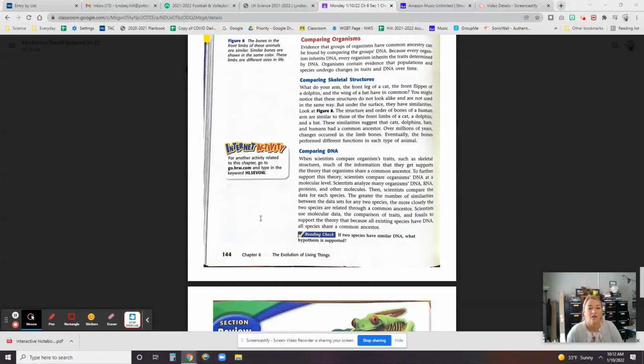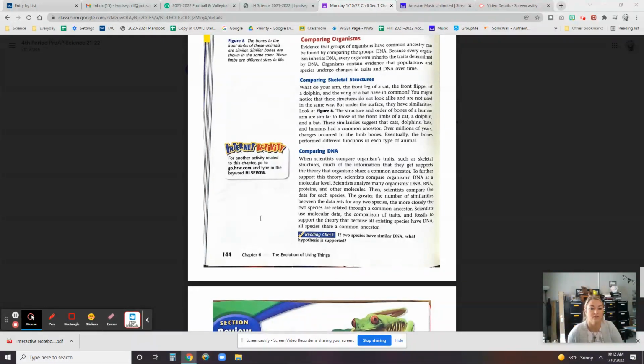Comparing DNA. When scientists compare organisms' traits, such as skeletal structures, much of the information they get supports the theory that organisms share a common ancestor. To further support this theory, scientists compare organisms' DNA at a molecular level. Scientists may analyze organisms' DNA, RNA, proteins, and other molecules. Then, scientists compare the data for each species.